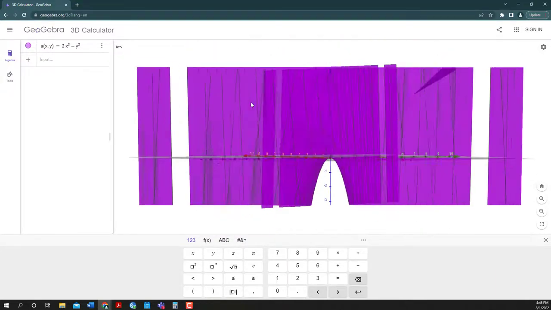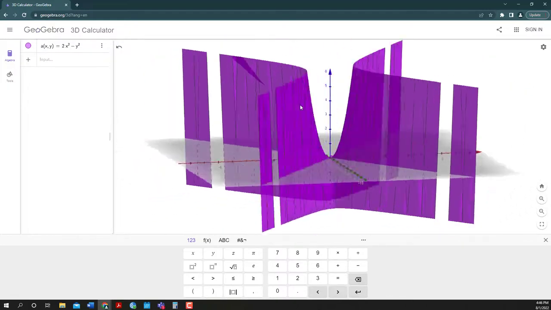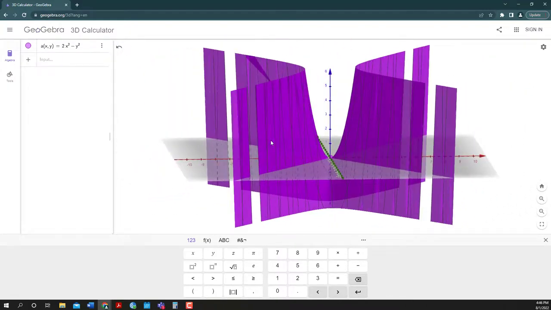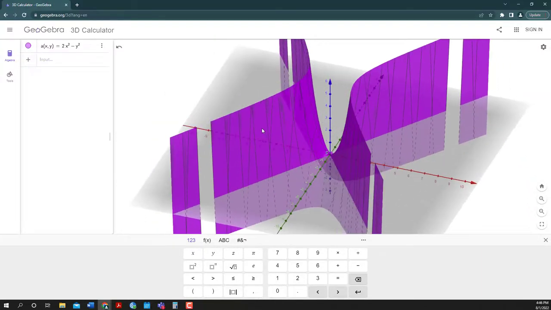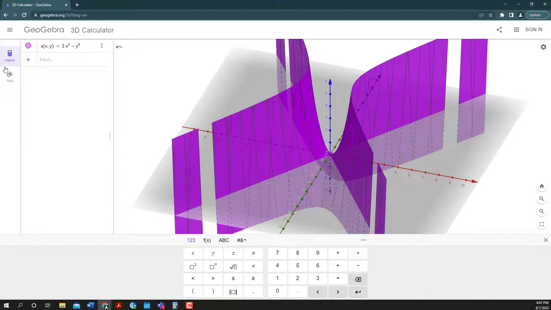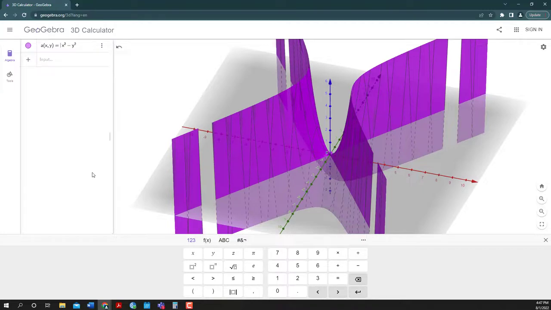By being able to move this around, you get a much better feel for what this shape actually looks like instead of just having that one still image on the page. So again, I highly recommend putting in some of these different functions from your textbook. Move the cursor around and get a feel for what these different shapes look like. You can also go up here and manipulate the function, change some things around, and see what that changes in the plot itself.